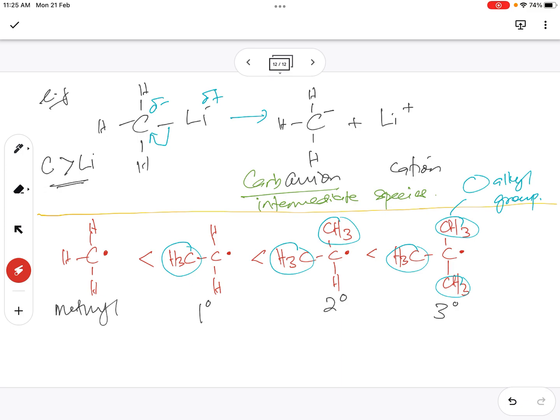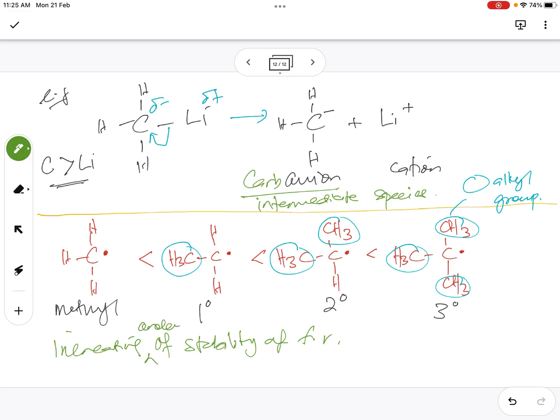Okay, now we are going to talk about stability. Stability, and this is the increasing order of stability of free radical lah. Okay, increasing order of stability of free radical. This is the order. That means, who you think is the most stable? Methyl or tertiary?